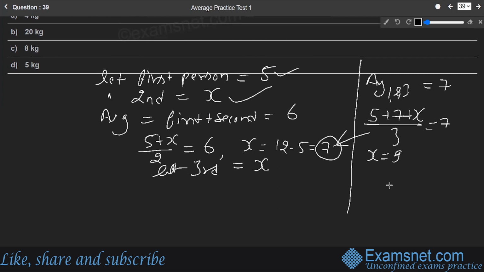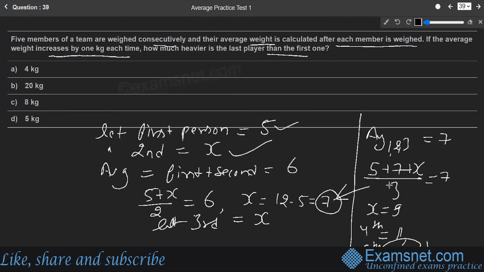So this way we can keep on calculating the averages after each person is included. If we keep on doing that, then the fourth person's weight can be calculated as 11, the fifth person's weight as 13. We can keep on continuing like this. Now what he has asked in the question is the difference between the weight of the last player and the first player. The last player's weight comes out to be 13. The first player's weight we had assumed to be 5 kg.